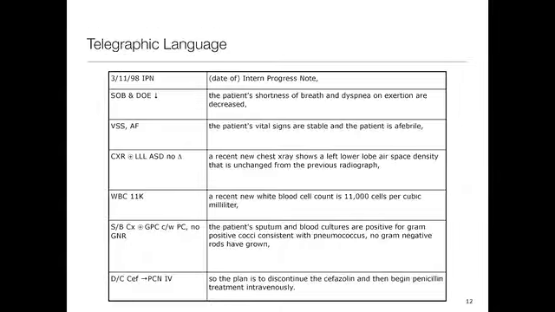So here's the interpretation. So that's a date. IPN stands for intern progress note. SOB does not mean what you think it means. It's shortness of breath. And DOE is dyspnea on exertion. So this is difficulty breathing when you're exerting yourself, but that has decreased, presumably from some previous assessment. And the patient's vital signs are stable, so VSS, and the patient is afebrile, AF, okay, et cetera.